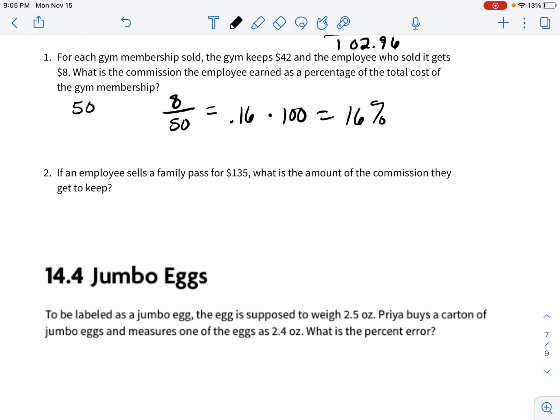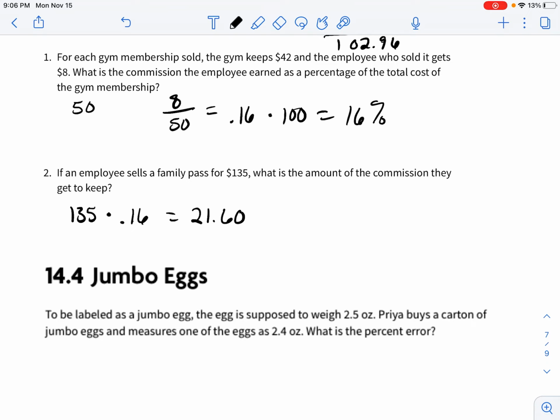So now we come down here. It says if an employee sells a family pass for $135, he's going to get 16% of that, assuming the commission stays constant. So we're going to multiply that price by the decimal value of the commission percent. When we do that, they're going to get an extra $21.60 for selling that family membership. So that's the commission right there. Okay, 16%.